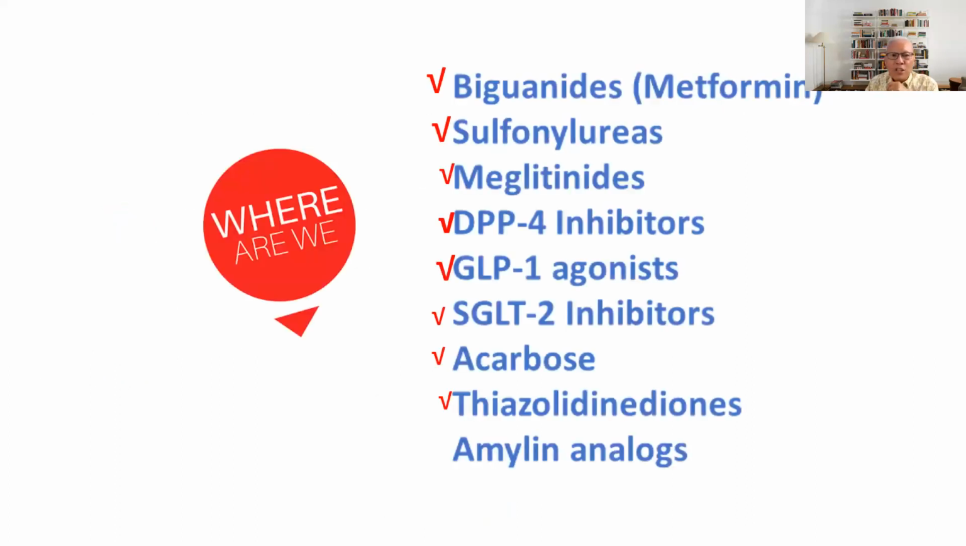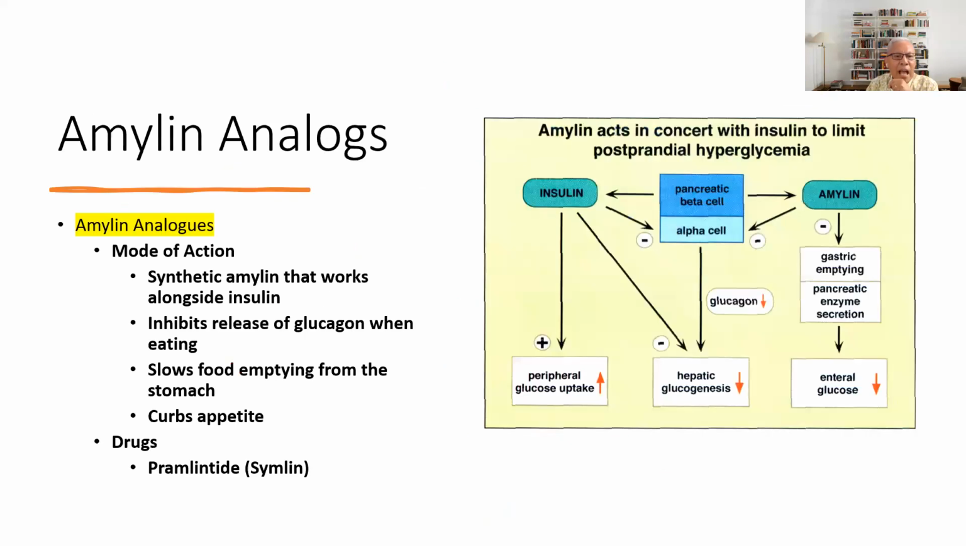All right, so we finished with thiazolidinediones. And so the last drug that we're going to talk about are the amylin analogs. Amylin analogs. Well, what is amylin? Well, amylin is an amino acid.